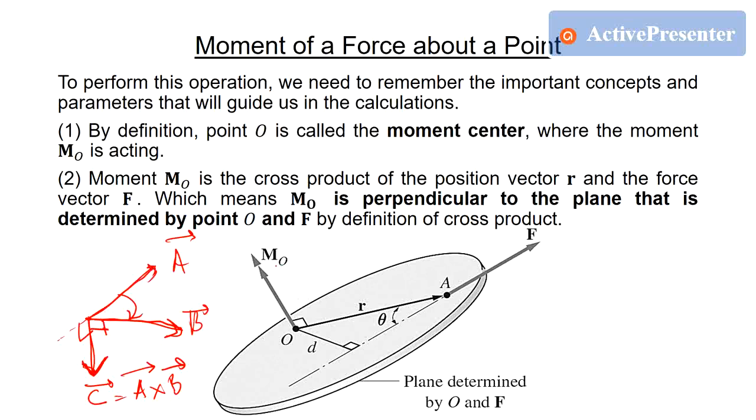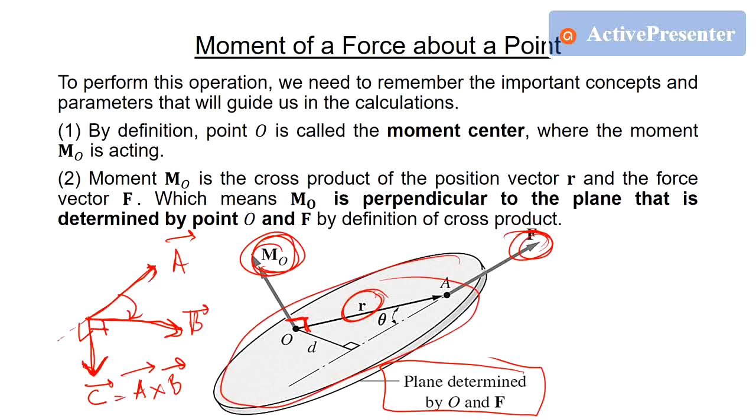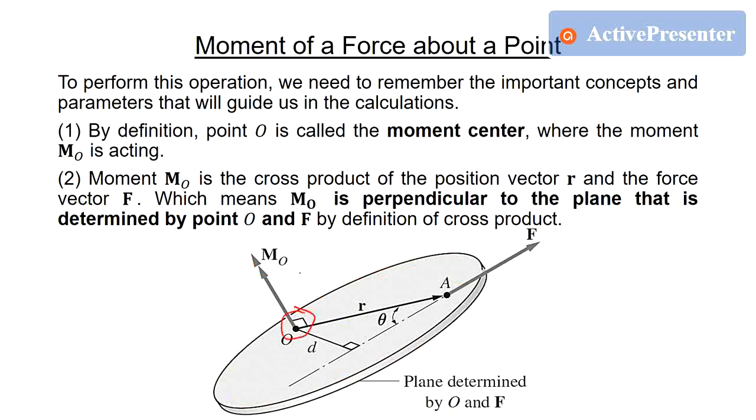This is the same in the case of MO, R, and F. R and F lie on the plane which is determined by point O and F. Therefore, MO is perpendicular to this plane right here. That's why there is a perpendicular sign right here, to show that MO is, by definition, the cross product of R and F, which is perpendicular to both R and F.